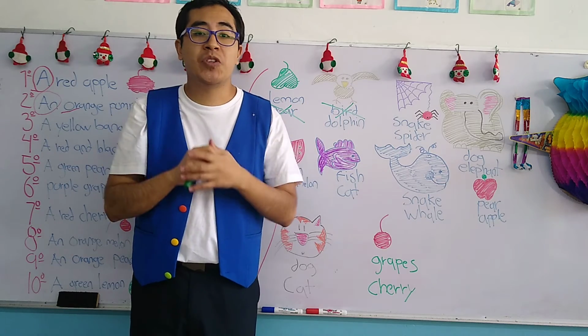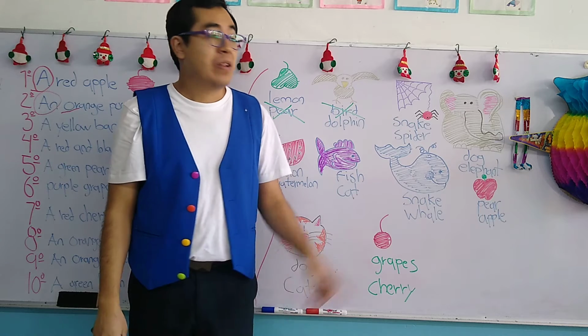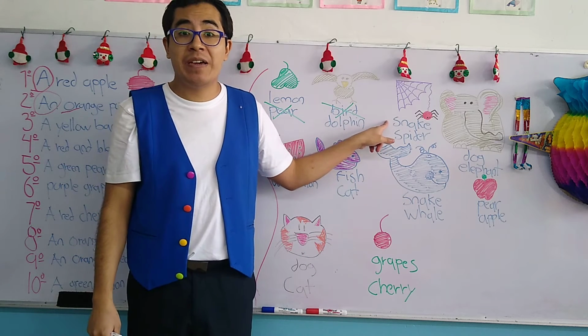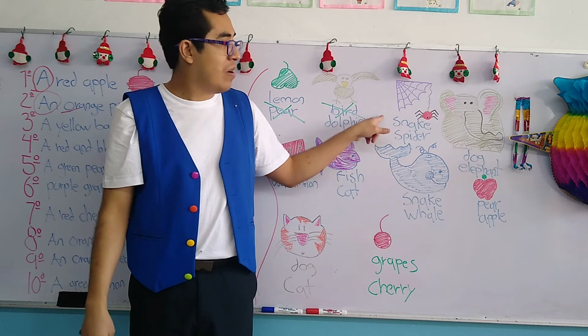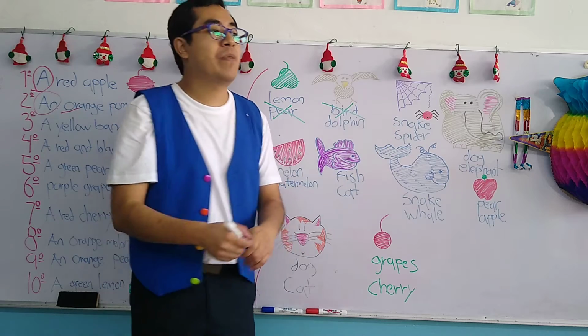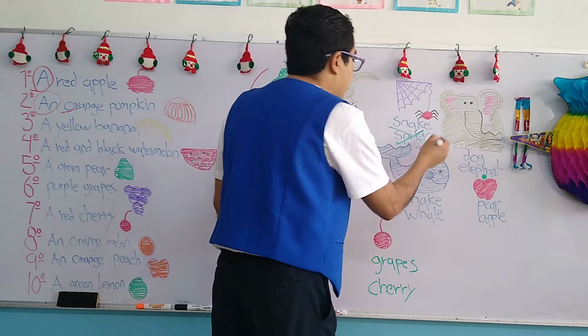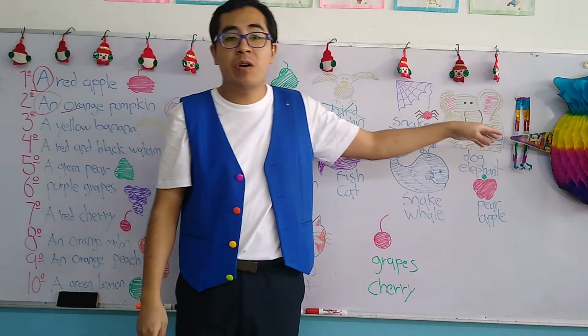For the third object, we have a spider, okay? Now, number one, it says snake. Number two, spider. So which one? Number one or number two? Number two. Number two says spider. So we mark it with an X. Let's continue with the fourth object.